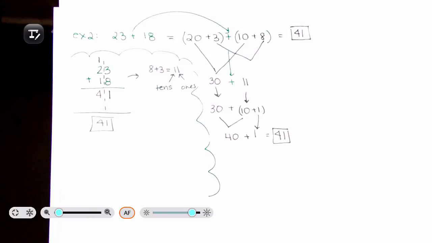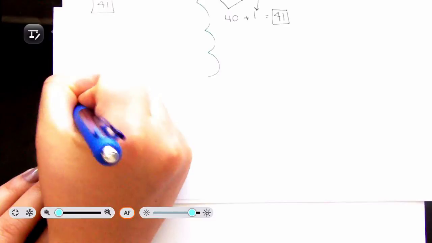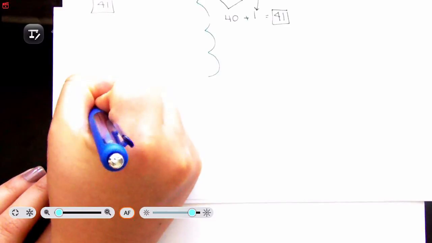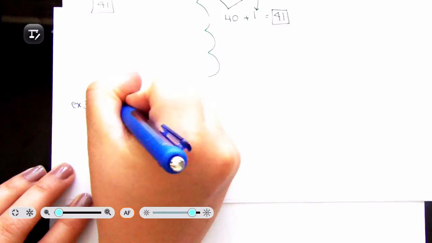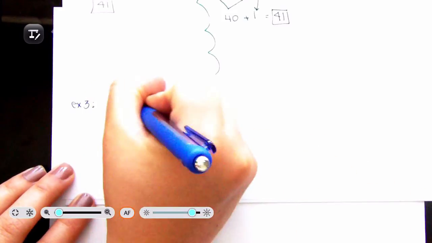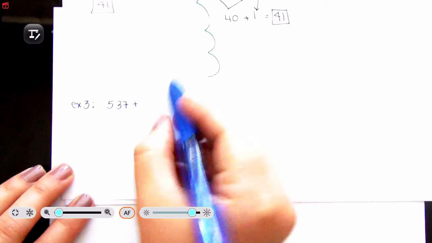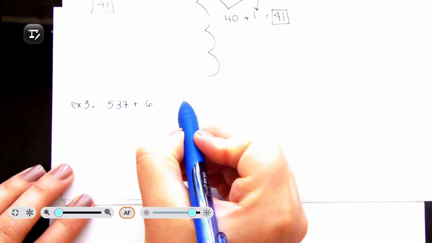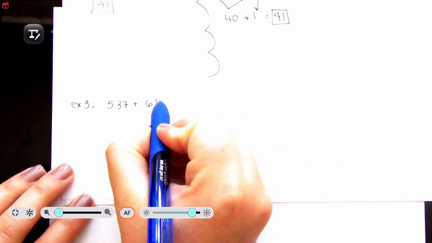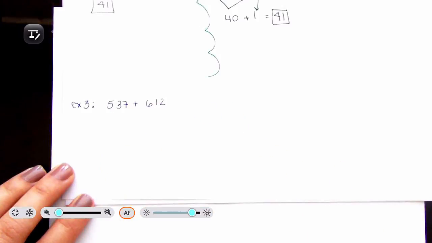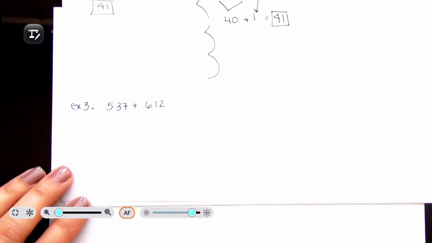So let's do another example. I'm trying to color code these. Let's see what color I have not used. All right, let's try one more. Example 3. Oh, I don't know. Let's try 537 plus, I don't know, 602. 612. Just kidding.